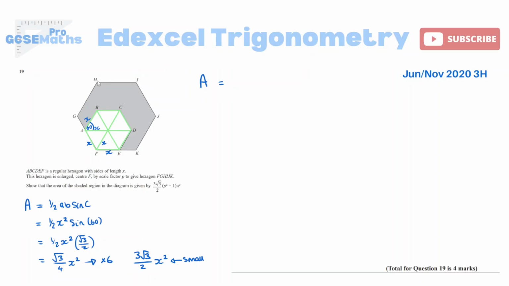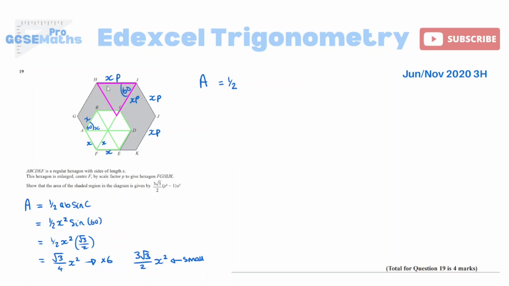So for example, if we look at HI, that would be XP, wouldn't it? It would be the size of x multiplied by the scale factor. This one would be XP. All of them are XP. And if we get our triangle again, we use a different colour this time, just roughly where the centre is. That's XP, that's XP. We know that this is still 60 because it's still an equilateral triangle, just a bigger one, isn't it? So the area of that is still half AB sine C.